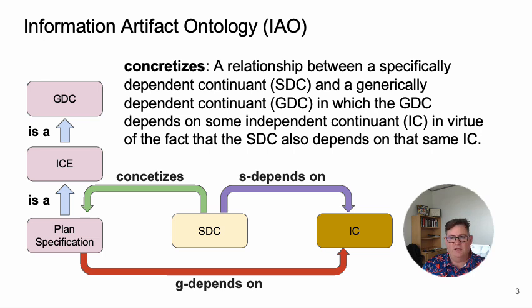A specifically dependent continuant, such as a quality or disposition, may concretize a plan specification. The concretization, which is an SDC, and the plan specification, which is a GDC, are related in virtue of depending on the same independent continuant for their existence.